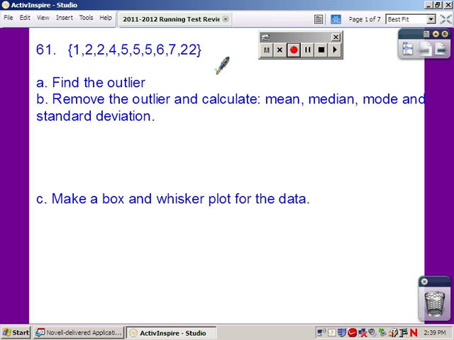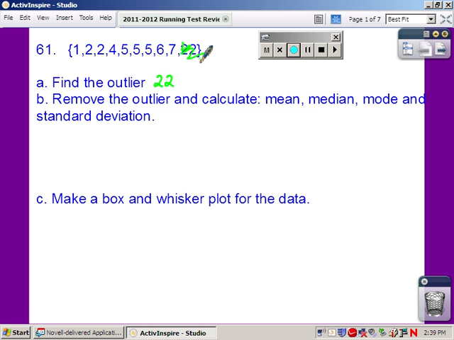Finding the outlier, if you look at all the data, all these numbers are relatively close together, and then you have one that's way off. So the outlier is most definitely 22. So you're really not going to use that outlier when you go to calculate all this other stuff.